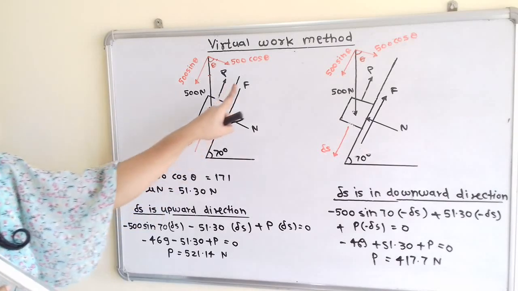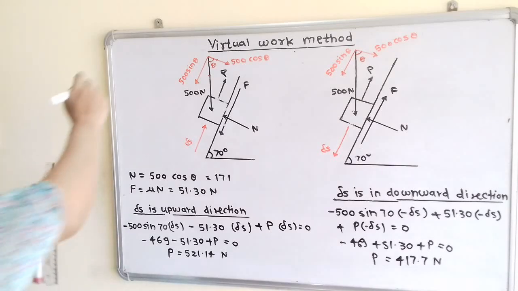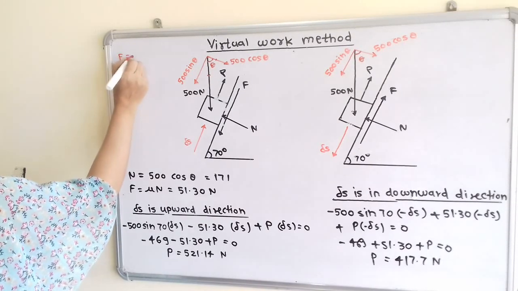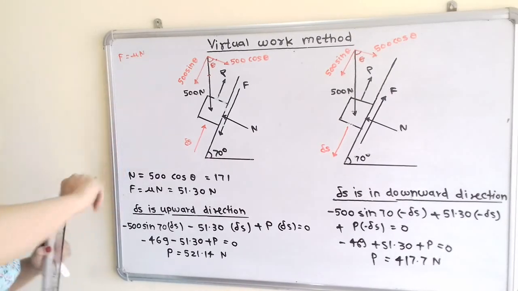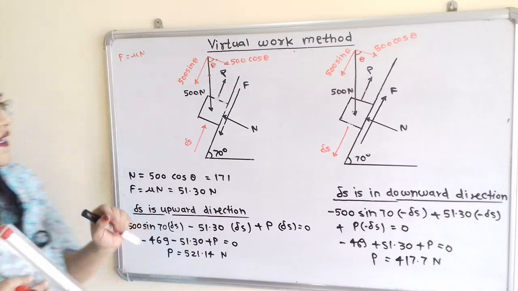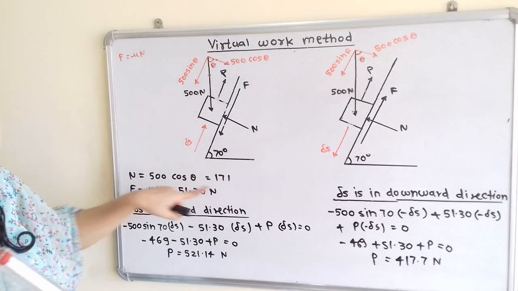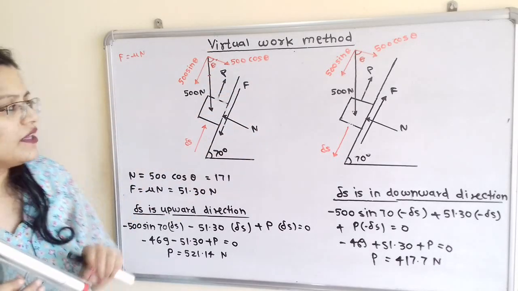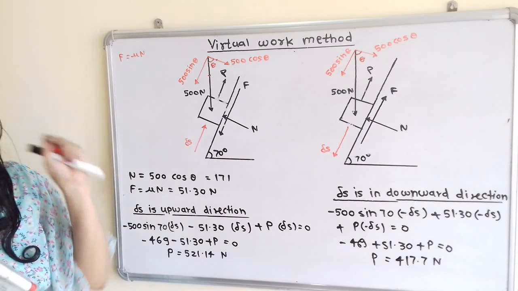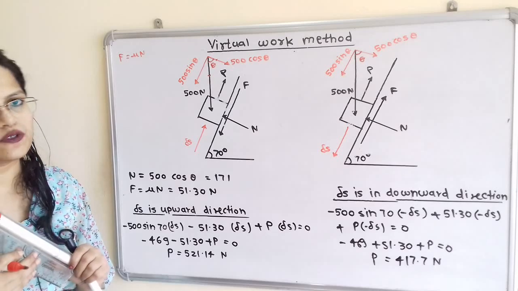Now we will find out the value of this frictional force. Now this frictional force F is equal to mu into N, where mu is the coefficient of friction and it is equal to 0.3. Now how to find out this N? So we will consider the equilibrium of the system. Now we can say that the summation of forces perpendicular to the inclined surface is equal to 0.